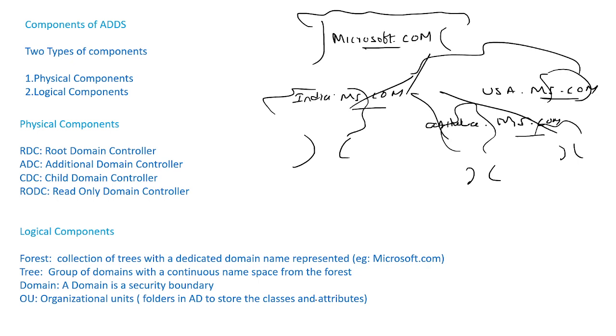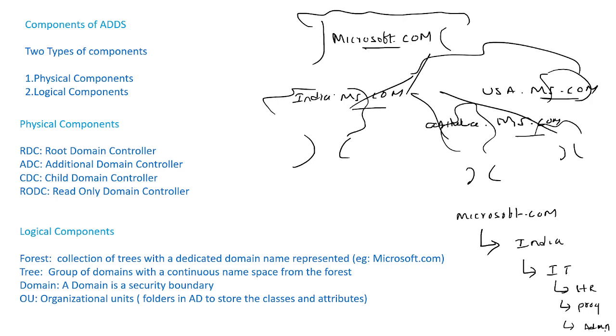Okay, so say for example you have a domain called Microsoft.com. This is your domain. Under that you have an OU called India. Under that you have a subfolder called IT. Under that you have subfolders called HRs, programmers, and admins. Okay, this is the OU structure.